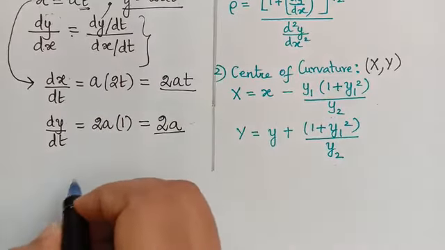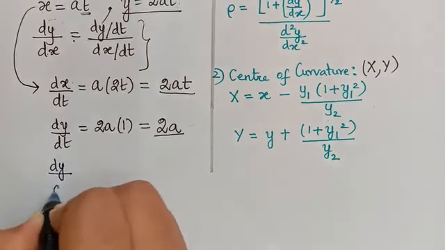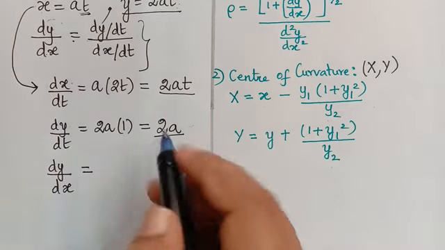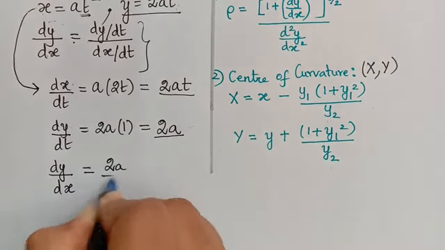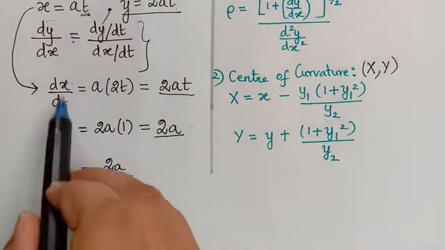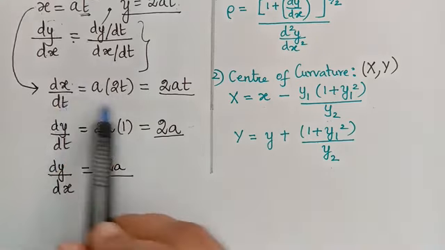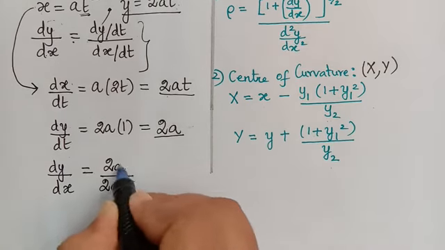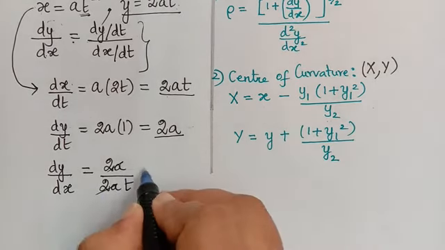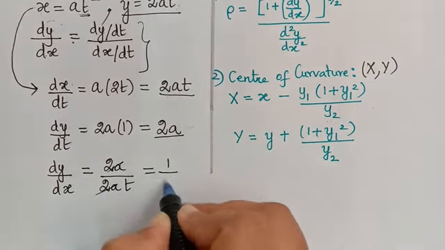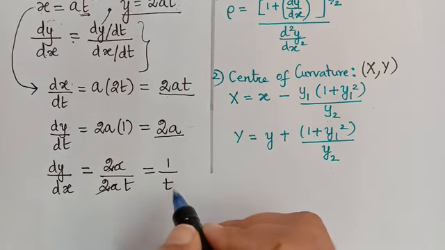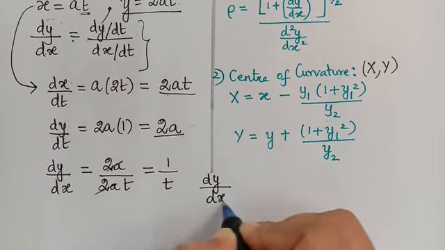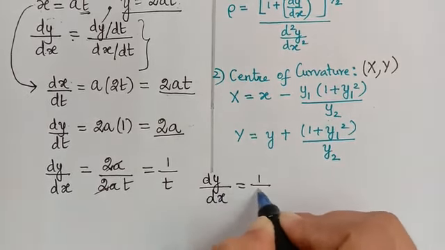Let us do that now. So dy by dx will be equal to, what is dy by dt? It is 2a, divided by dx by dt, which is 2at. So we substitute that here. Now this 2a and 2a will get cancelled and we get dy by dx equal to 1 by t. So dy by dx is equal to 1 by t.